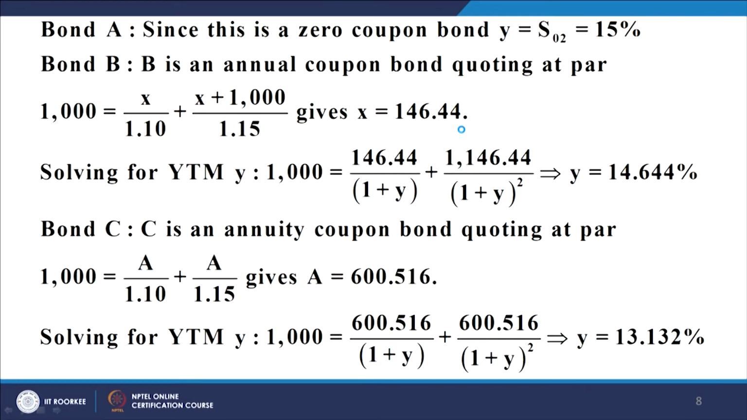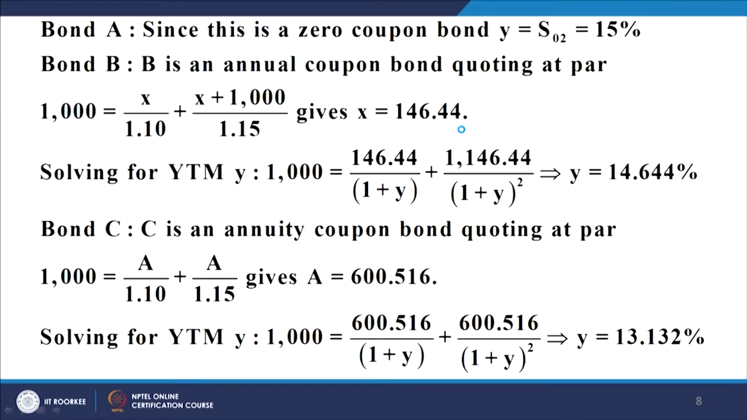So, the interest rate that is relevant to this bond, or the spot interest rate that is relevant to this particular bond's maturity, which is 2 years, will be equal to the YTM. Hence, because the spot interest rate for 2 years is 15%, therefore, the YTM is also 15%. Now, we come to bond B.